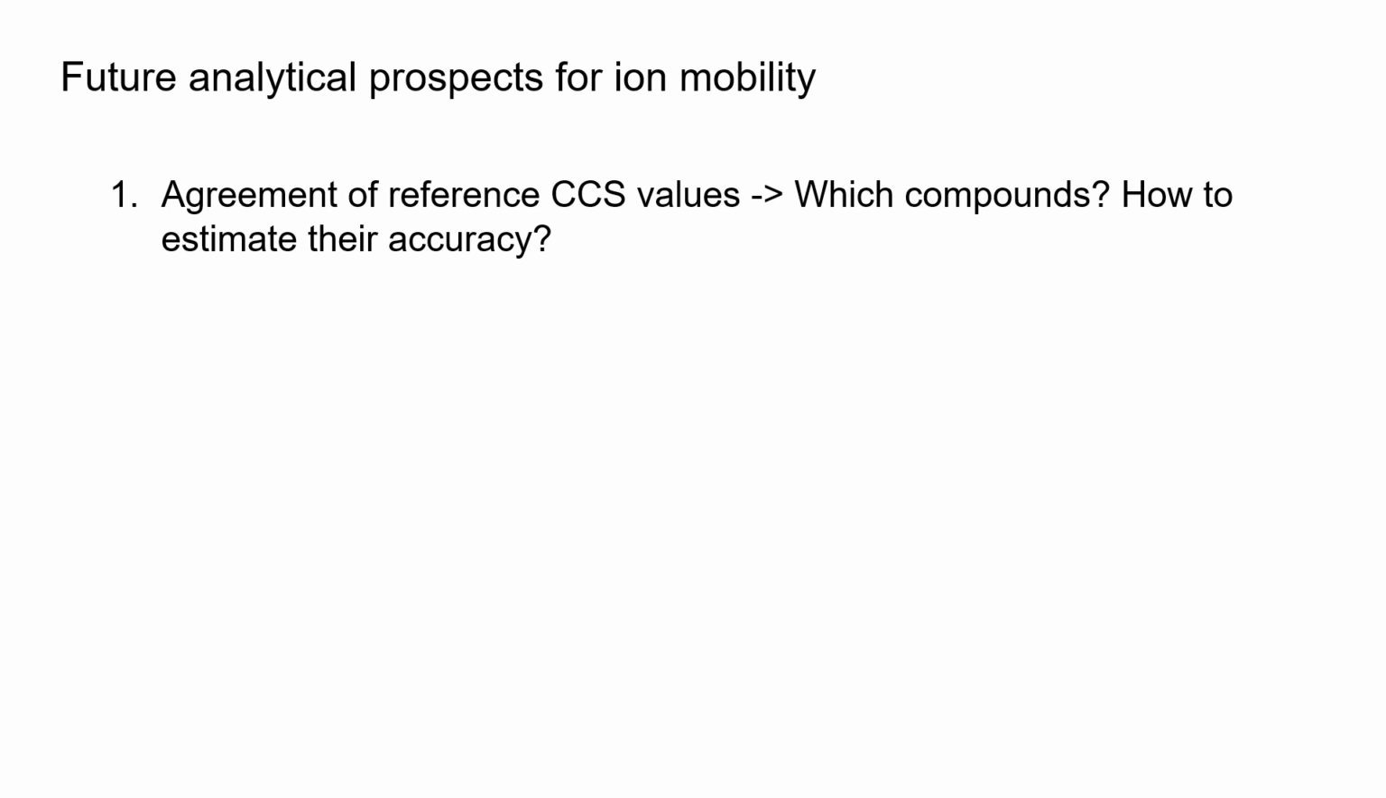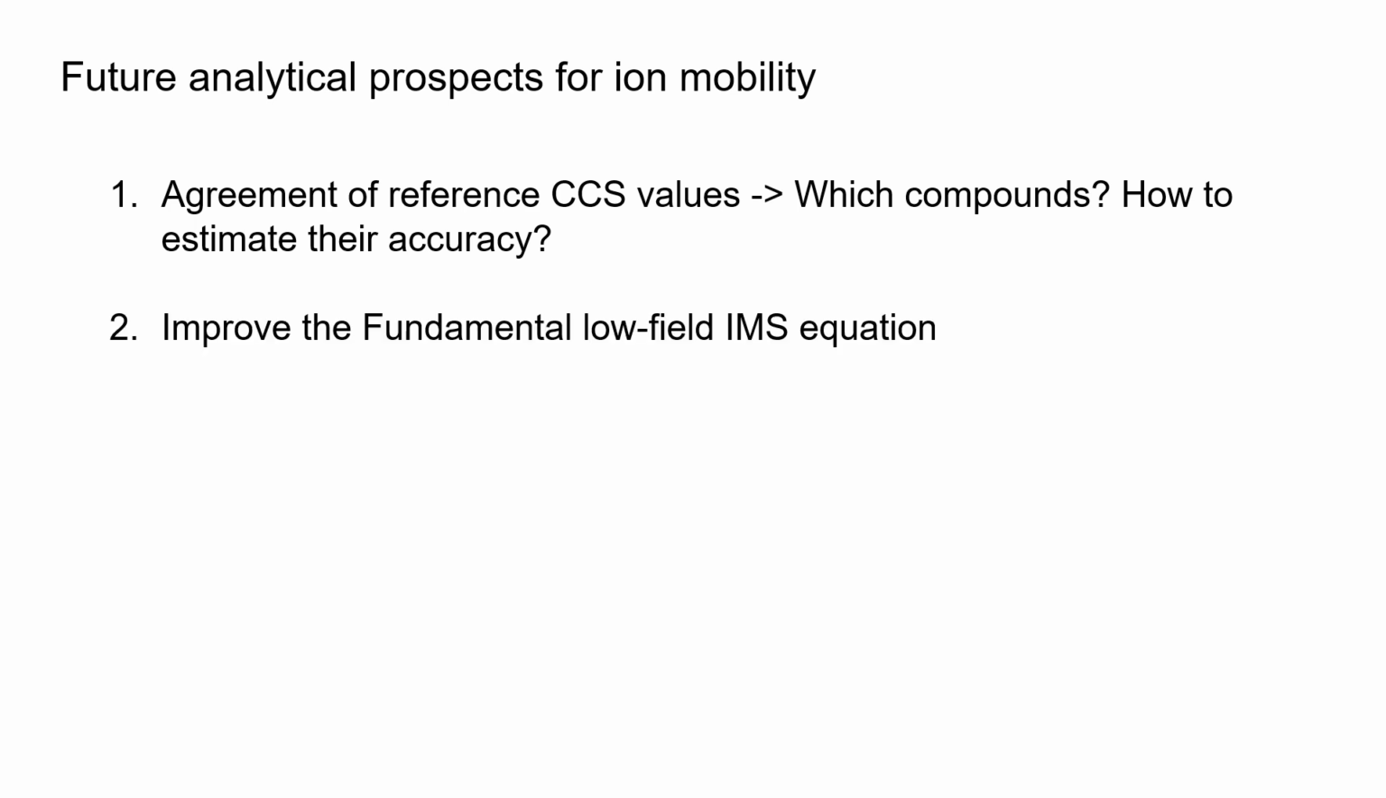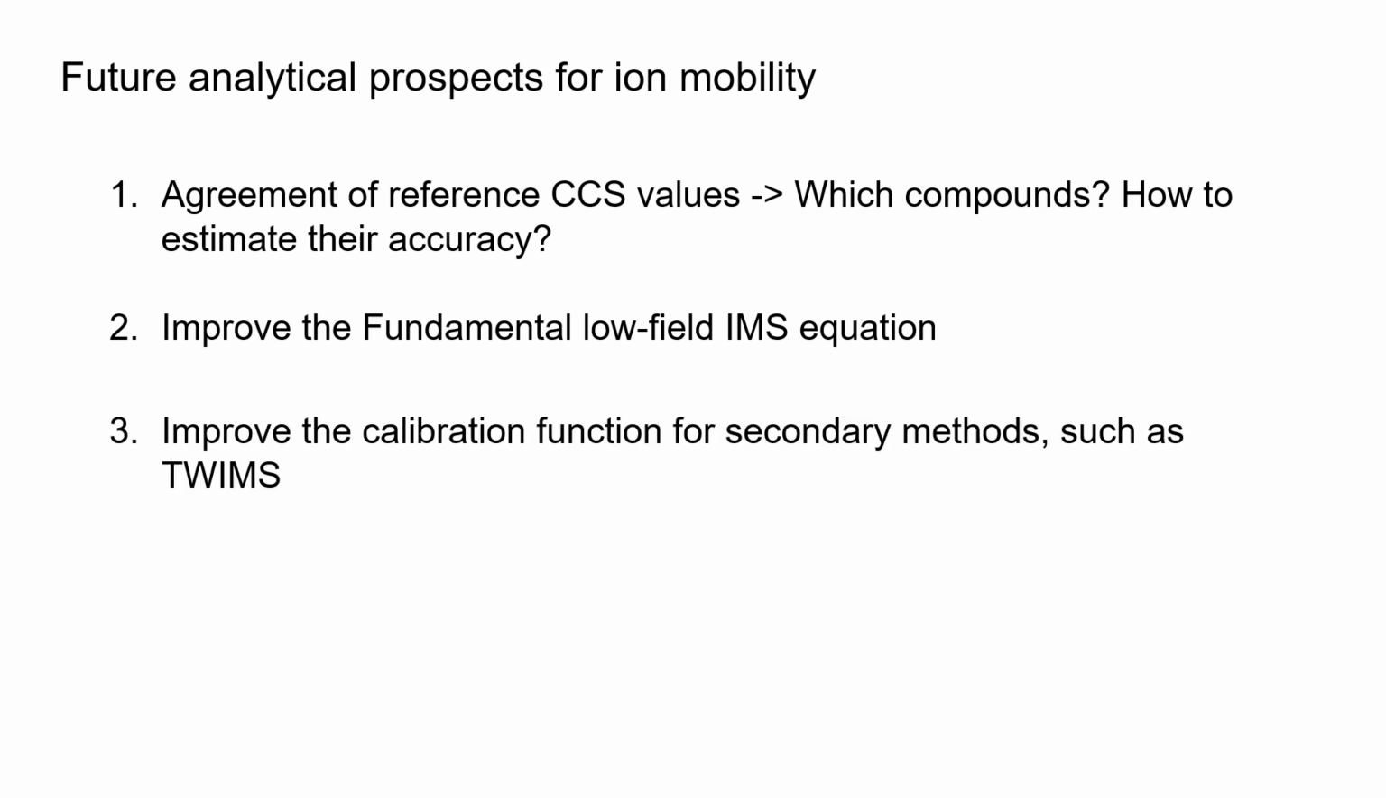This is open to discussion as I'm not entirely sure it should be the way forward. I would rather like to find a way to improve the fundamental low field ion mobility equation, expand the model which can be used universally for any molecule, any ion, and lower the estimation uncertainty to be really negligible in all cases. Once we have a set of reference compounds, we should improve the calibration function for secondary methods in order to make them universally employable for any analyte, regardless of the chemical class.